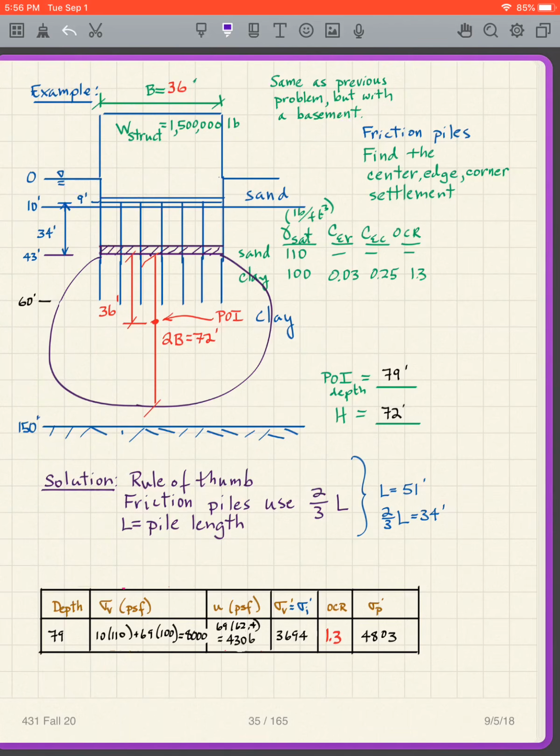But you have to think about your problem as you're working it so that you have an understanding of what's going on here. Okay, so same problem, friction piles, find the center, edge, and corner settlement. Same soil properties.